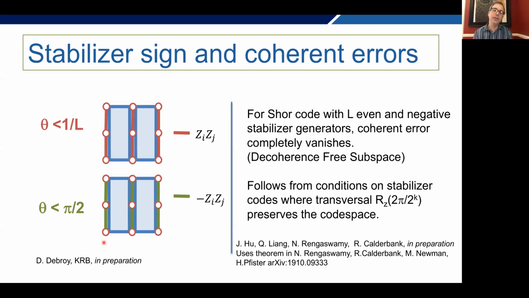And it's intriguing to me because they did not come at it from that direction. They came at it from the direction of what are the constraints on classical codes that enable us to do transversal RZ rotations.